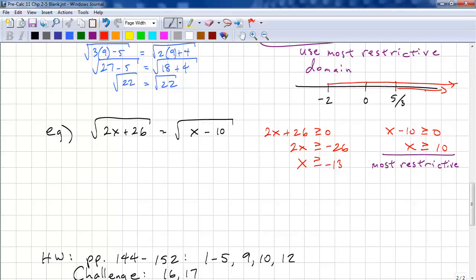Let's calculate our solution. Square both sides. Bring the x over to this side. So 2x minus x is x. Bring the 26 over to this side, becomes negative. So we have minus 36. If we look at this, it's not in this domain. So, answer is extraneous. And that completes this lesson.